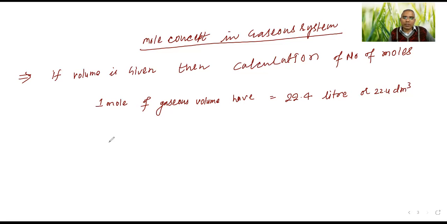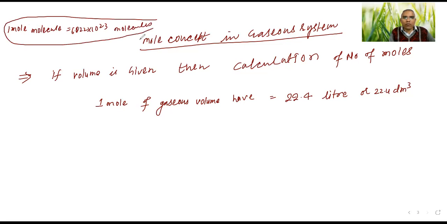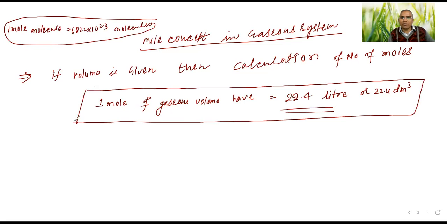Now let me tell you the meaning of this. Earlier we were talking about 1 mole. If you are talking about 1 mole of molecules, that is 6.022 into 10 power 23 molecules. 1 mole is equal to this much. Now here they are talking about 1 mole of gaseous volume having how many liter, 22.4 liter. This is the fundamental thing that you have to keep in mind.